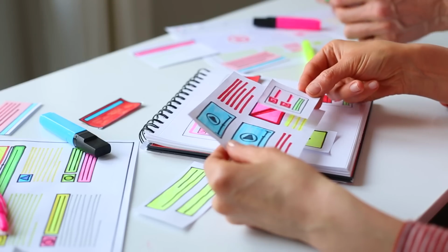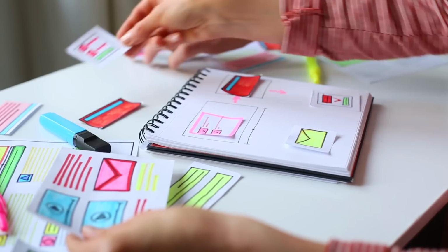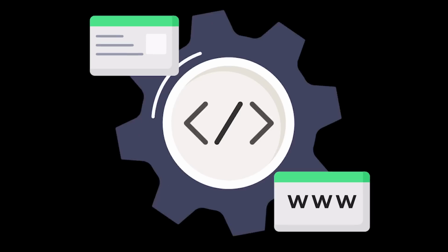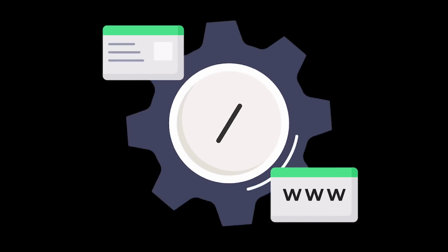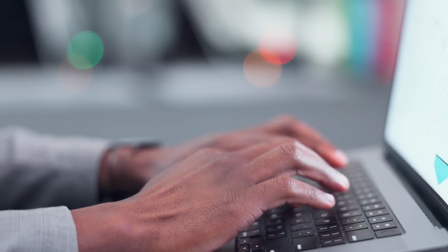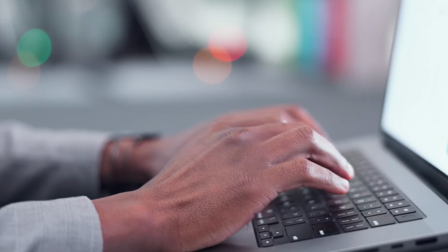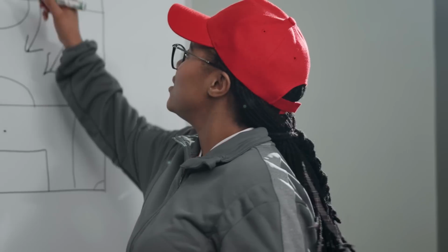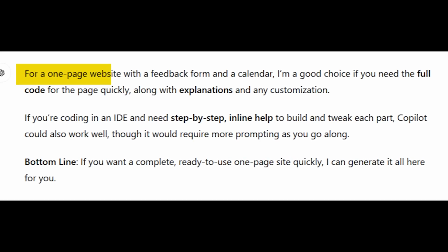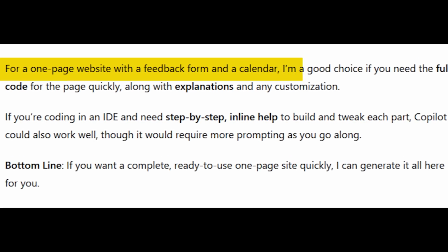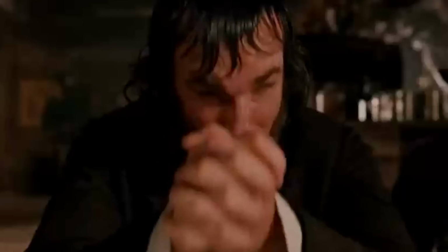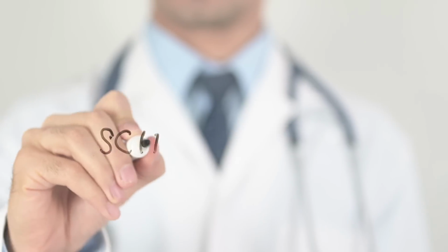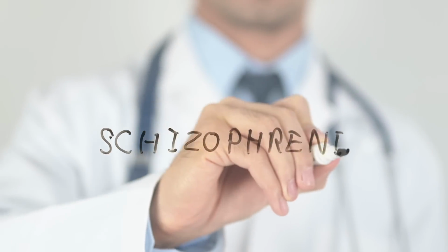Okay, I asked ChatGPT, I urgently need the code for a one-page website with a feedback form and a calendar. I needed simply one page. Let me guess, it will be a copilot. You are more like a coach. For a one-page website with a feedback form and a calendar, I'm a good choice. What in heaven's name are you talking about? I'm starting to get schizophrenia from your answers.